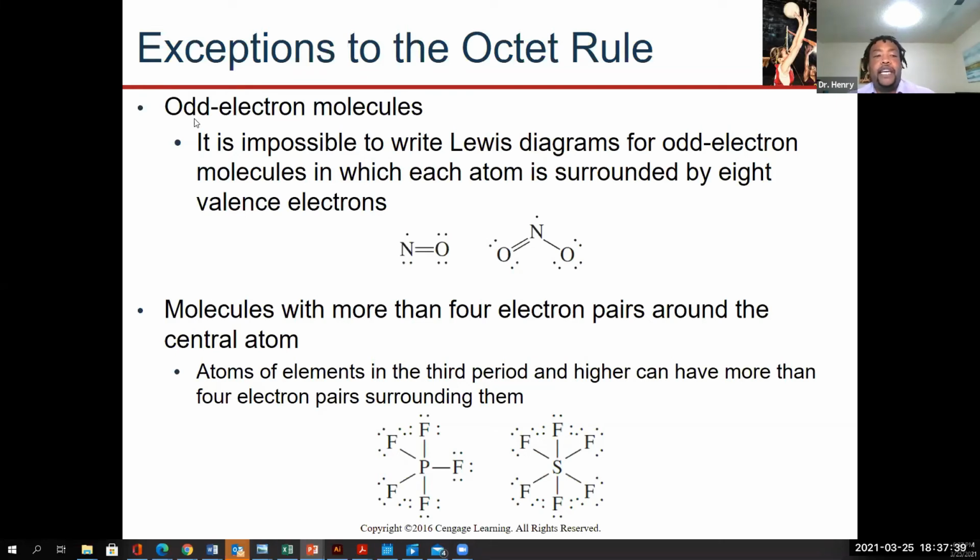Let's start with the very first exception. The first exception is when your total number of valence electrons is an odd number. In the case of nitrogen monoxide, which is just NO, nitrogen has how many valence electrons? 5. And oxygen has how many? 6. So it's 11.